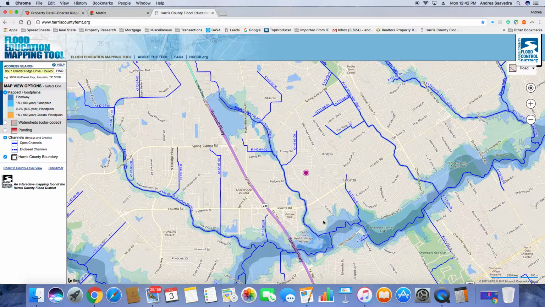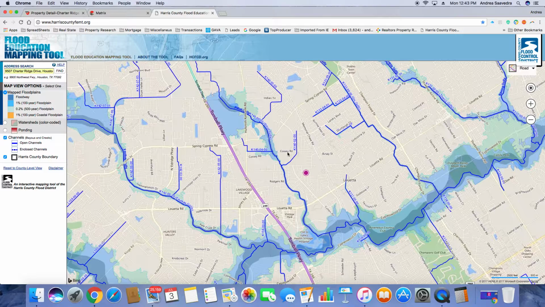There we go. I always make sure that my property is showing up where it actually is, right? So I know my property is close to 249 in Lou Road. So yes, it's right here. So it's the correct information that I have here. It's right here on the left-hand side. It will give you information about floodway, 1% 100-year floodplain, 0.2% 500-year floodplain, and 1% coastal floodplain.